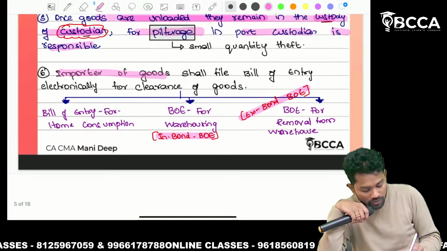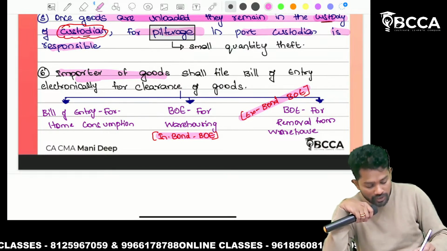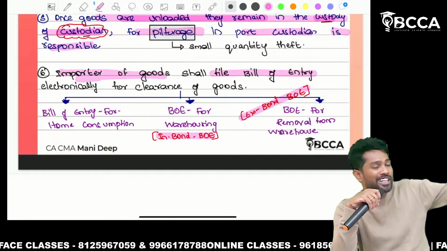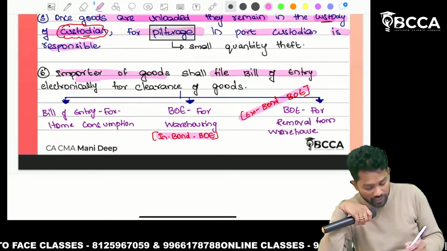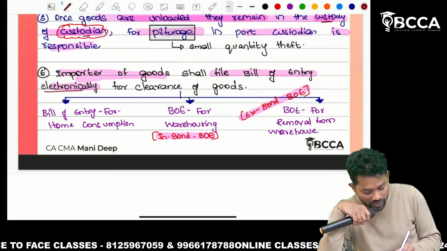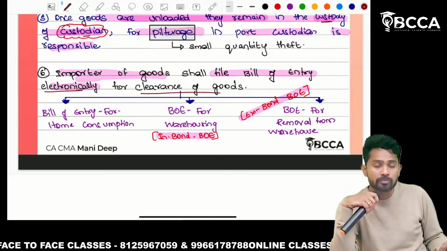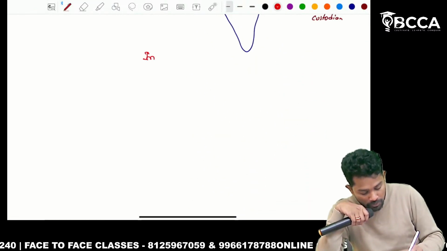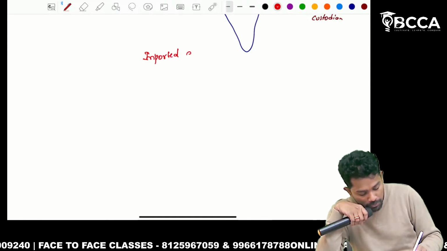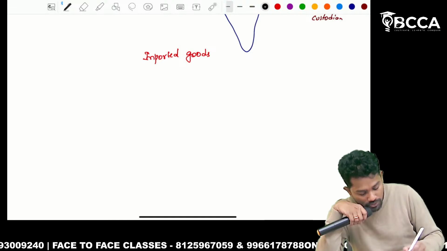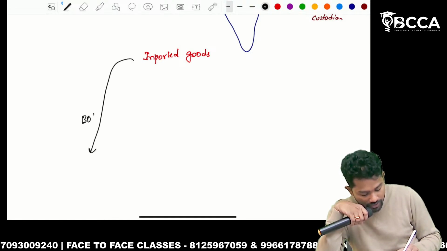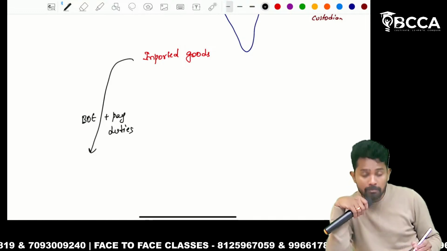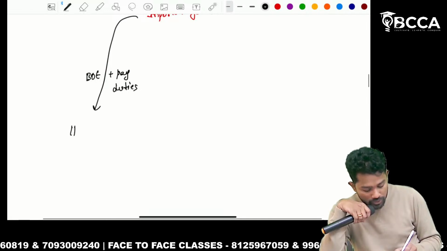The importer of goods, whoever is importing goods, shall file a bill of entry. If you have imported goods, you need to get your goods to your place, right? For that, you need to file a bill of entry, that also online only, not manually, for clearance of goods. But under customs, sir, you have two options. One is, you have imported goods, file the bill of entry first, then pay tax and duties, then you can remove them to your home.